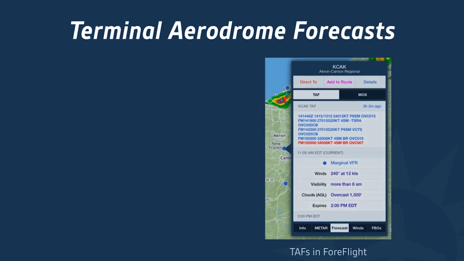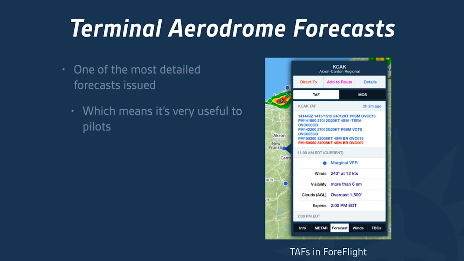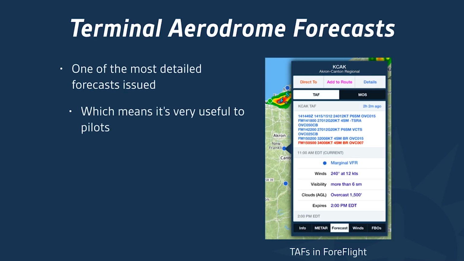First on the list is Terminal Aerodrome Forecasts, or TAFs. Now TAFs are one of the most detailed forecasts issued by any meteorologist, which means it's actually pretty useful to pilots. And it's the most popular forecast used by pilots in their pre-flight planning.